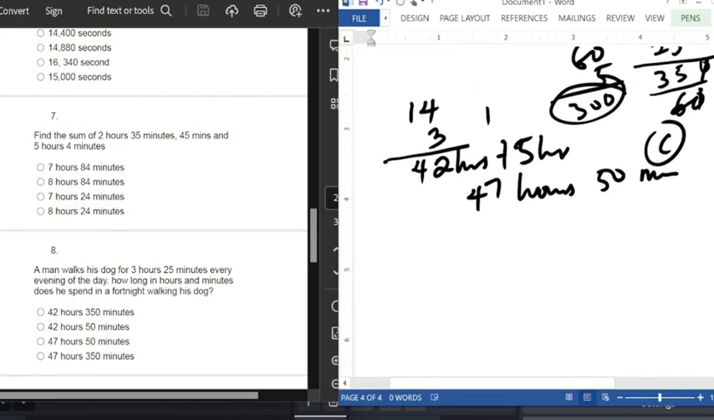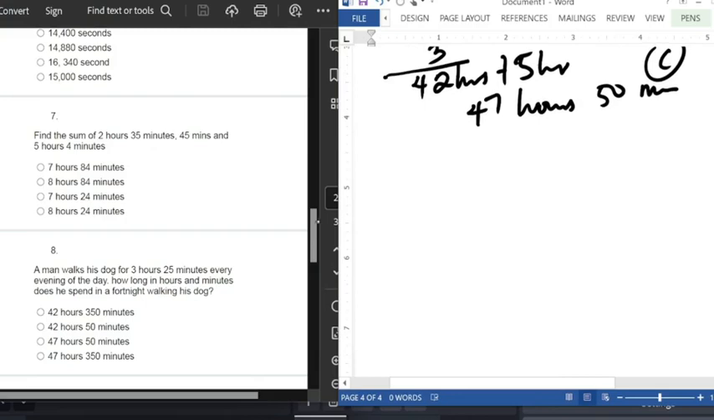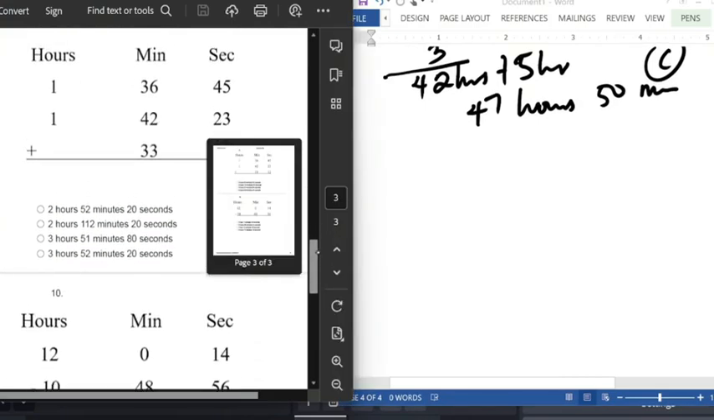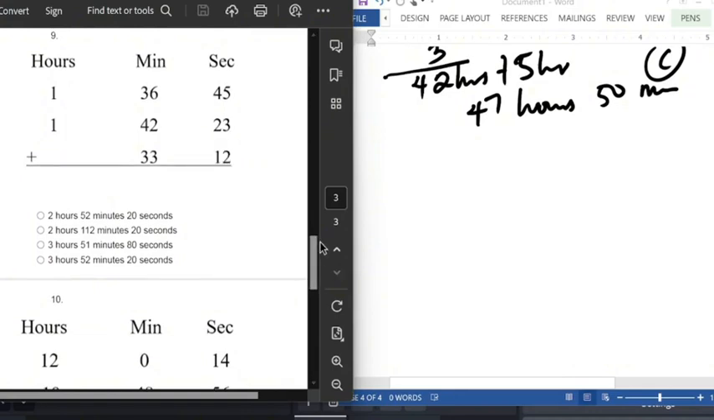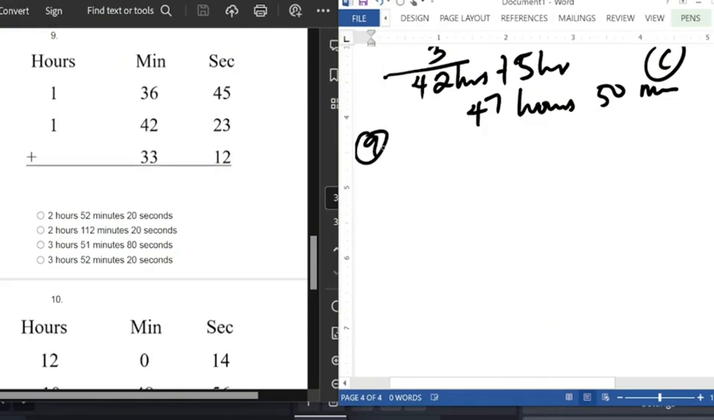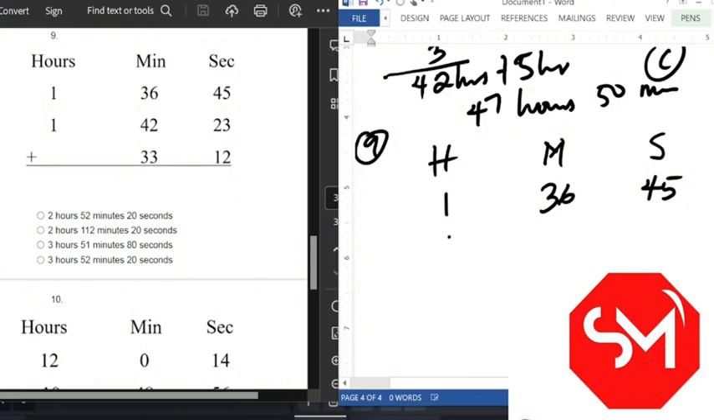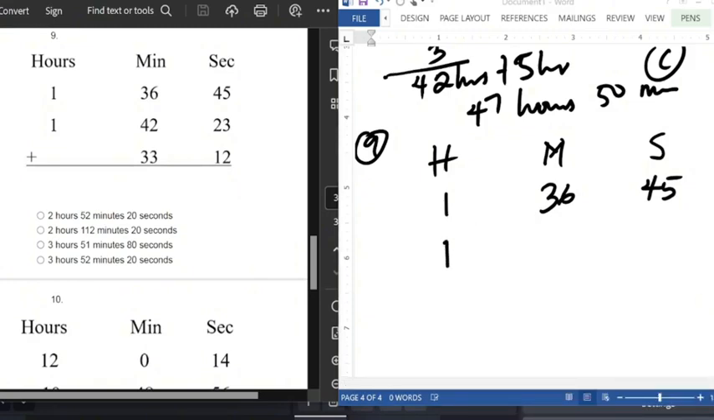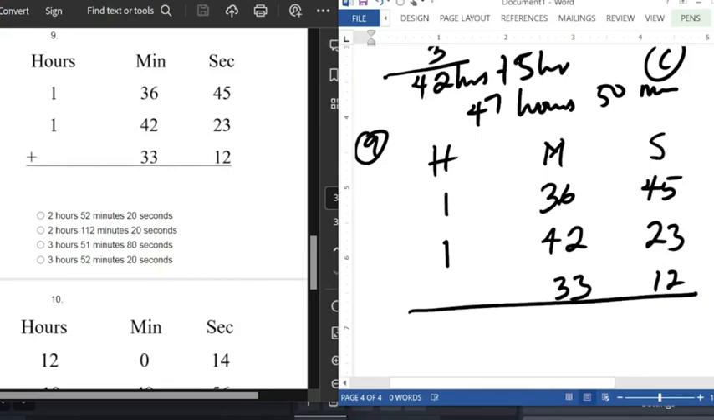I believe this is very clear. Okay. Number 9 now. So this number 9, we have to write this out. We have hours, we have minutes, we have seconds. So we have 1 here, 36 here, 45 here, 1 here, 1 here, 42 here, 23 here, then 33 here, 12 here. So we divide this.